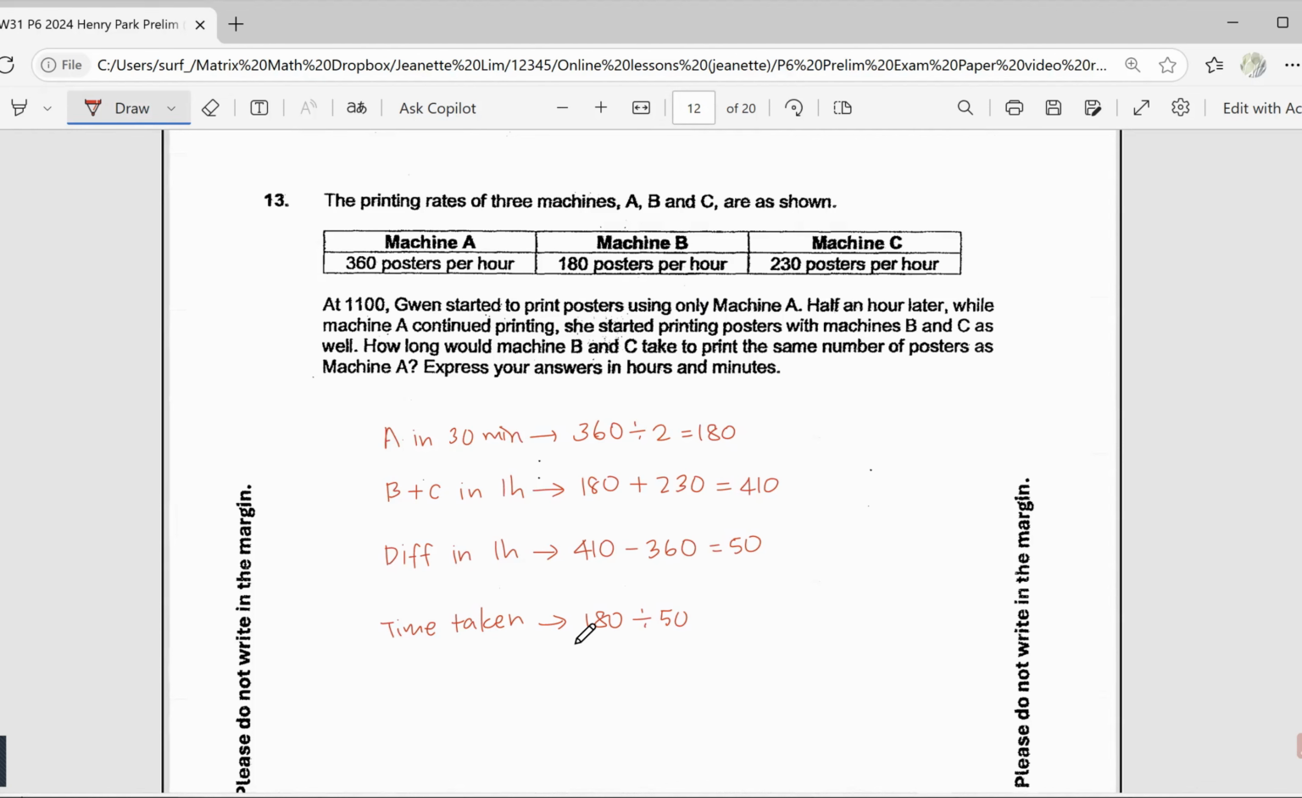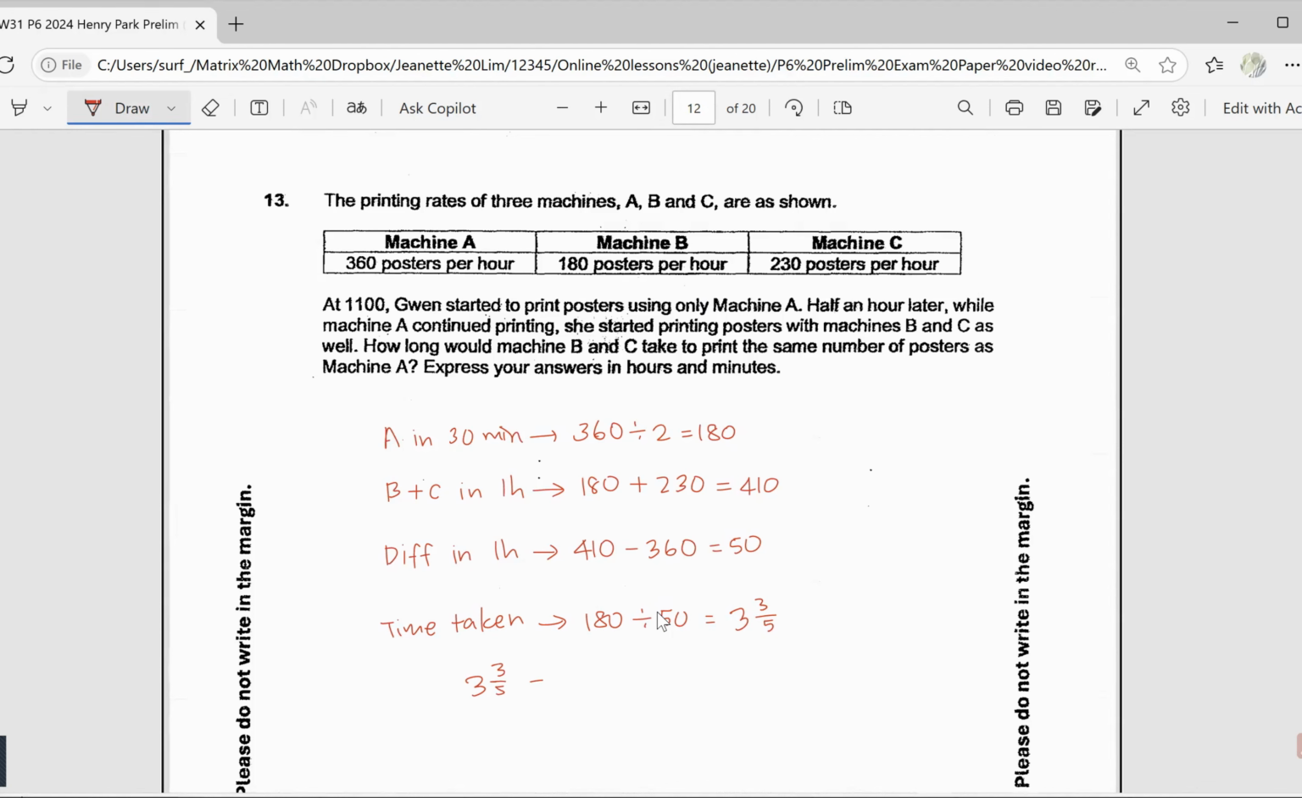Because 180 is the total that it needs to catch up with, and 50 is what it can catch up with within 1 hour. So by dividing this, you are actually finding the number of hours. So this is 3 3/5 hours. Then this is the time taken. They're asking for the time taken. So this is the answer, but you need to express it in hours and minutes.